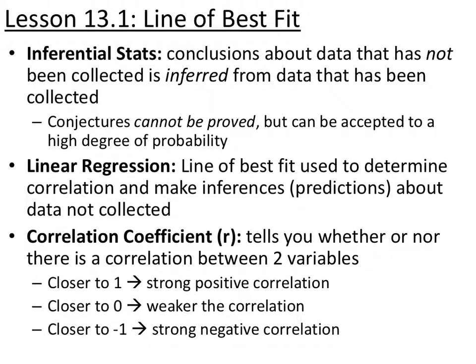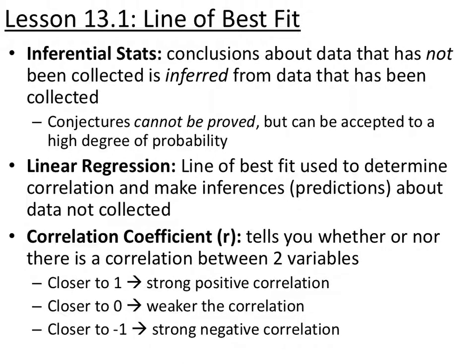Section 13.1 is line of best fit. So in topic number 2, we were talking all about one variable statistics. So we were looking at time or size or something that was just one thing that could change. Now we're going to be talking about two variable statistics.